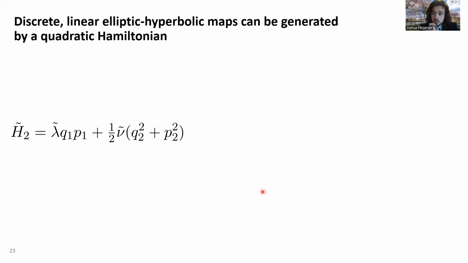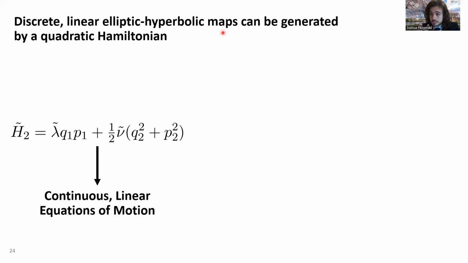We have managed to show that this very straightforward Hamiltonian, which is quadratic and generates linear equations of motion as a result, corresponds to the dynamics of this monodromy matrix that tends to result in the Lagrange manifolds that we see in these models. So these models generate monodromy matrices that correspond to linear elliptic-hyperbolic maps. And so let's see how this works.